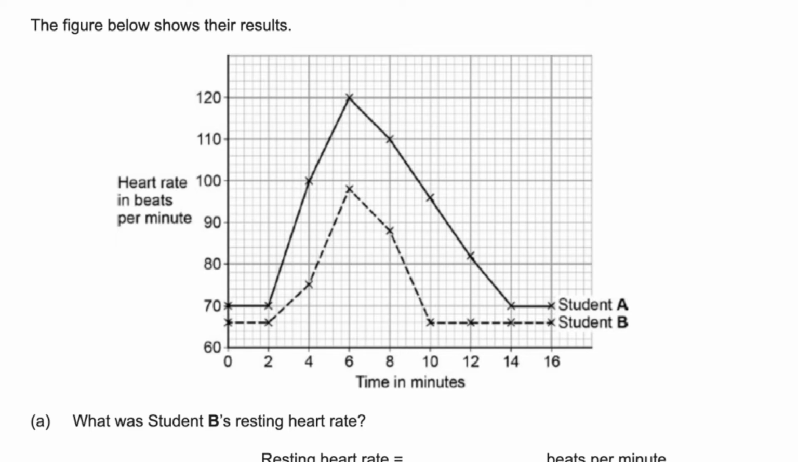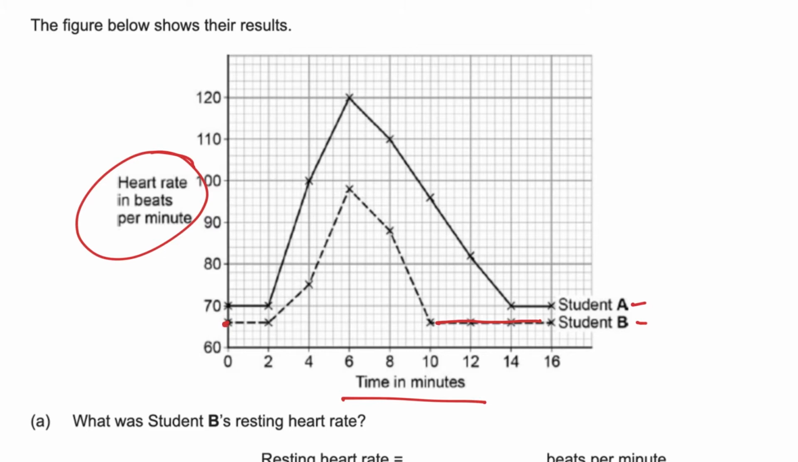So part A, some students investigated how exercise affects heart rate. The figure below shows the results. So here we've got heart rate in beats per minute, and we've got time in minutes at the bottom. We've got student A and student B. What was student B's resting heart rate? So we're looking at the dotted line of student B, and their resting heart rate is the heart rate when they're not doing any exercise. Okay, so it's this nice flat line here, so we need to think what heart rate that would be. So let's have a little look here.